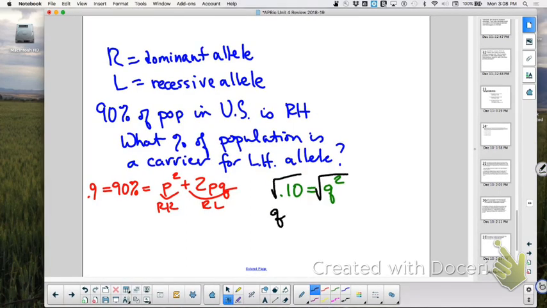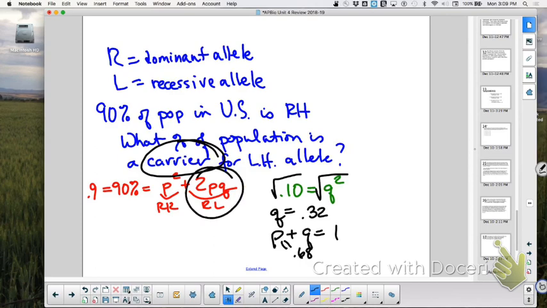Q equals what? 0.32. And I know that P plus Q equals 1, because if I reach in that gene pool and 32% of the time I get a Q, then what do I have for P? 0.68. Now I asked you what percentage of the population is a carrier for the left-handed allele. So those are my 2PQs. So 2 times 0.68 times 0.32 will equal my 2PQ. And what is that?